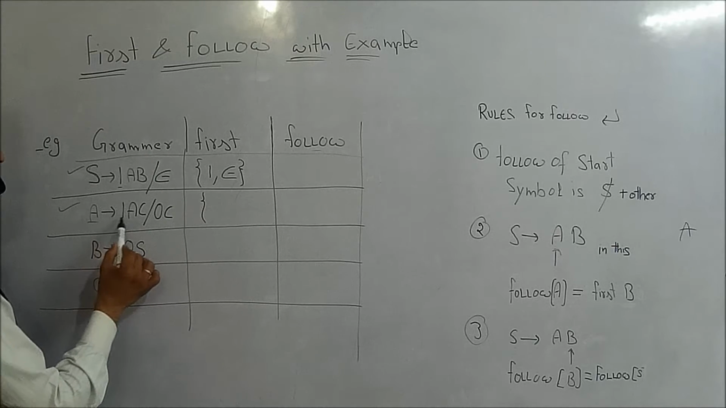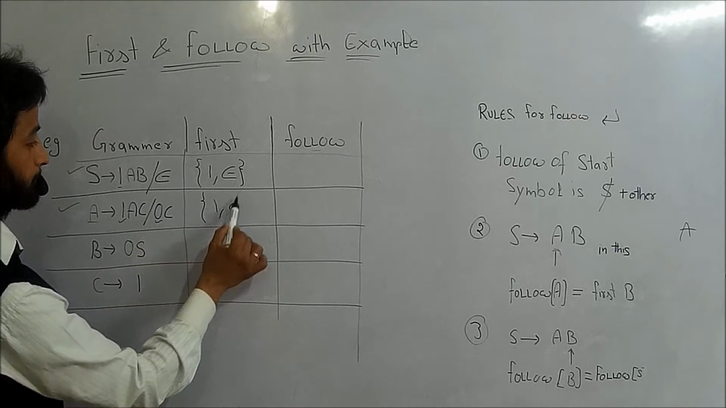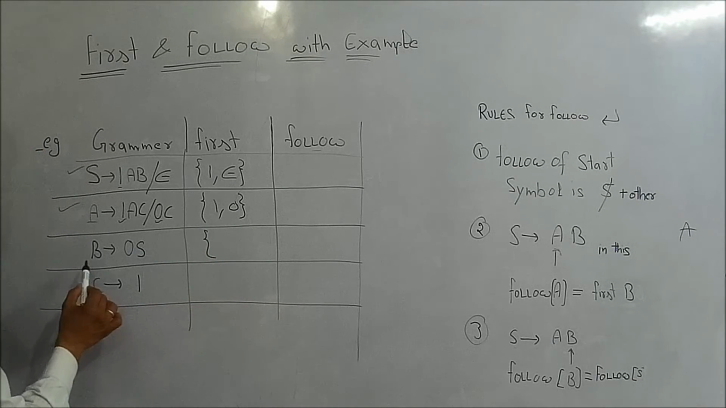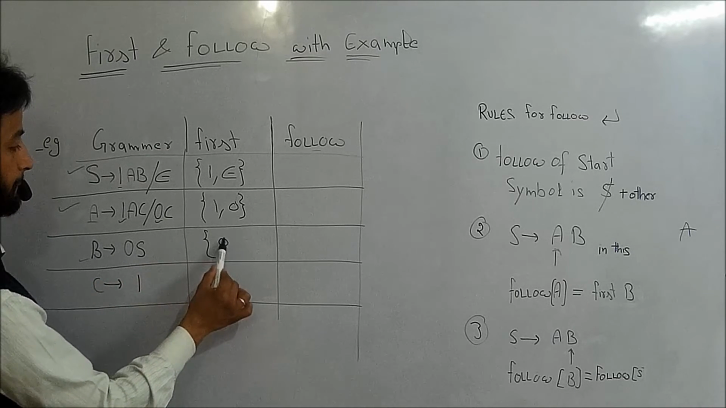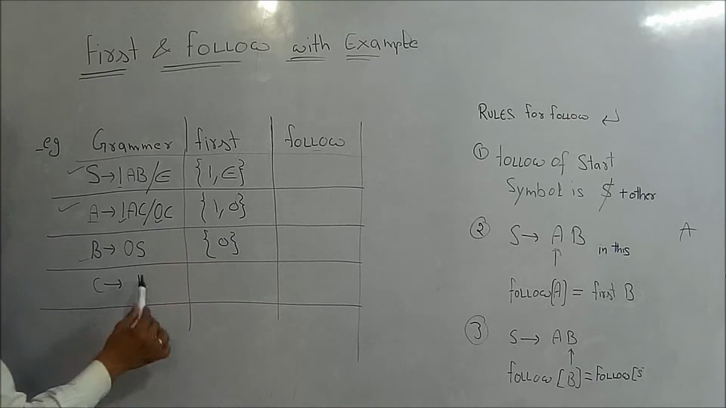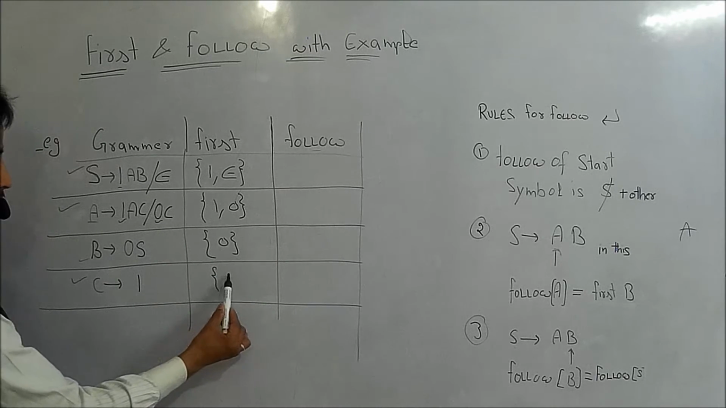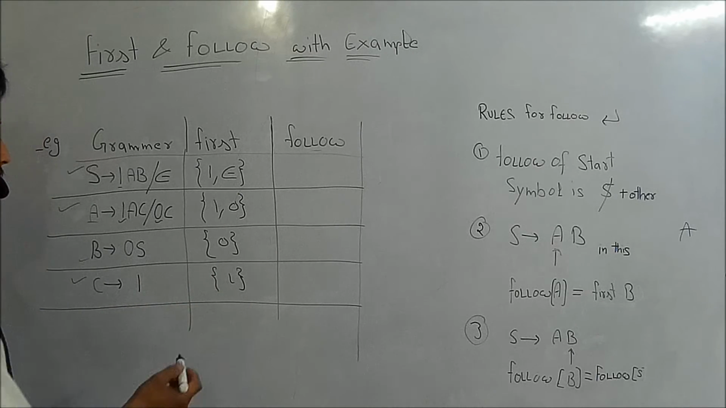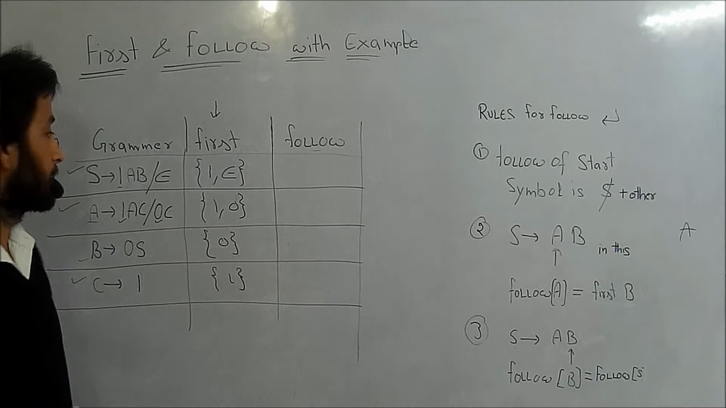So first of A is 1 and the second one is 0. These are the two terminals of the production of A. In case of B, the first of B is 0, and the first of C is 1, which is the first terminal, and no other production, then leave it. Okay, so this way we can calculate the first of a given grammar.